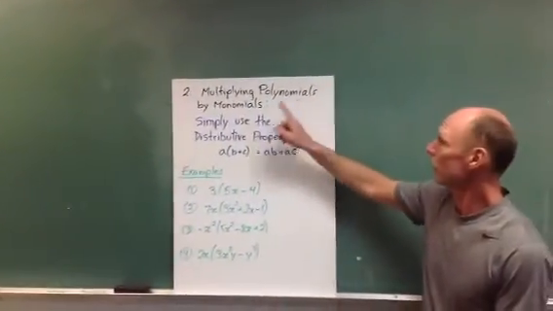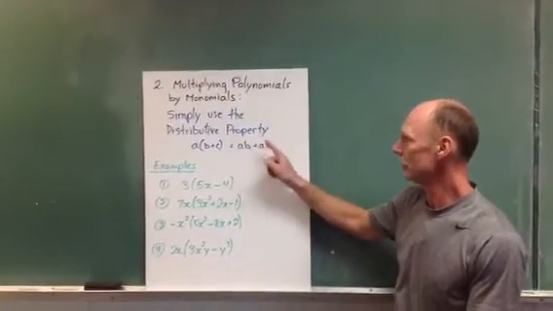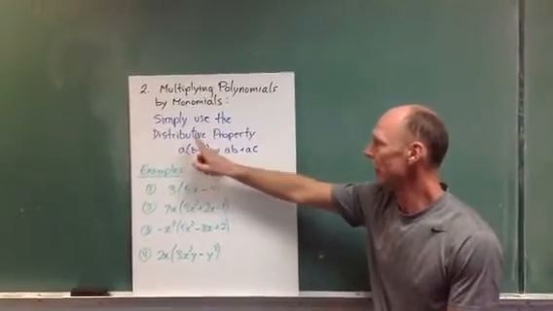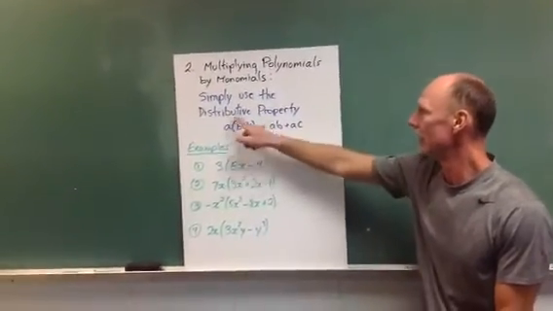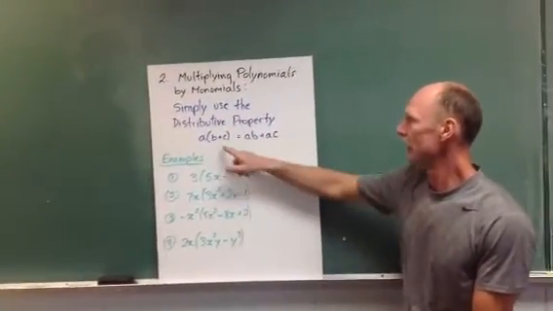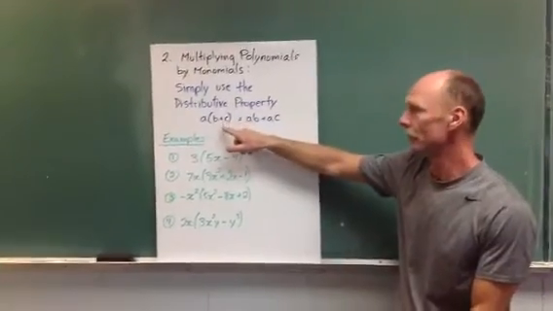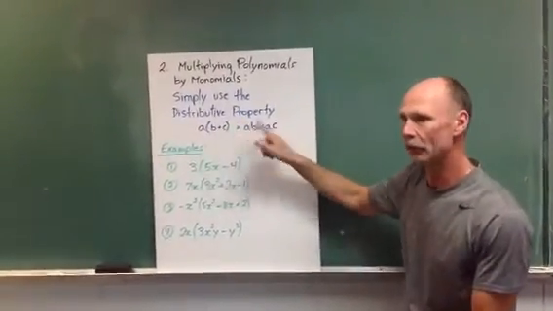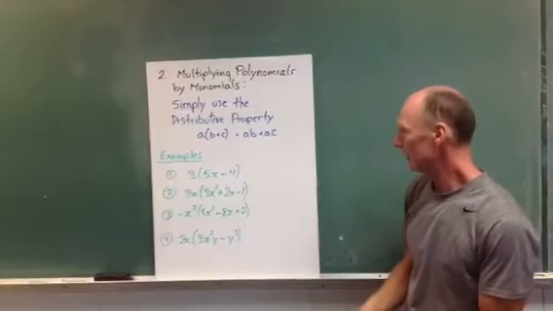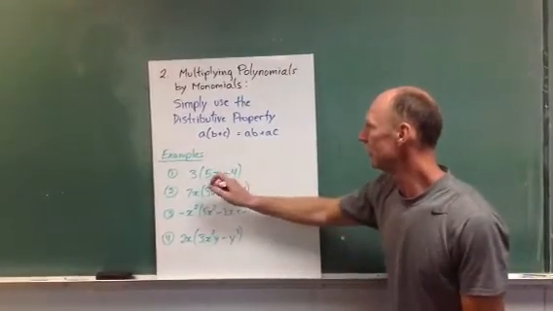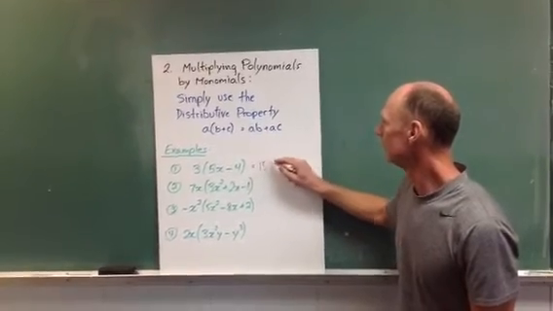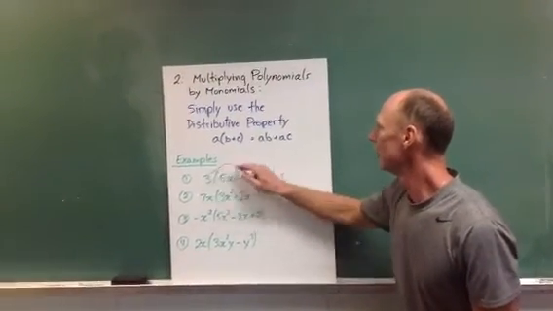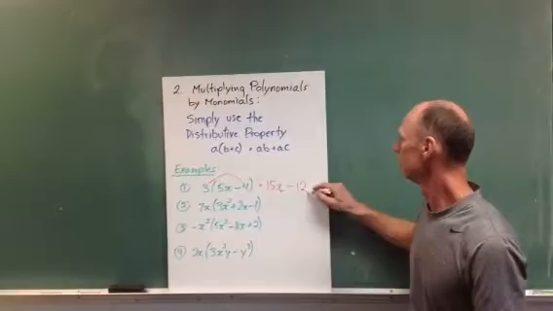So, when multiplying polynomials by monomials, we simply use the distributive property. So remember that a times b plus c, that a would be multiplied by b to get ab, and a would multiply by c to get ac. And if there was more than just 2 terms, if there's 3 or 4, you'd multiply that a through every one of those terms in the brackets. Okay, so let's do a final few examples. So 3 times 5x is 15x, and 3 times negative 4 is negative 12.